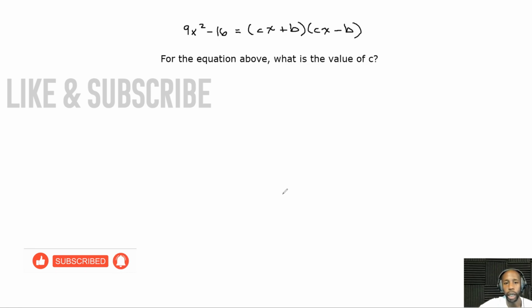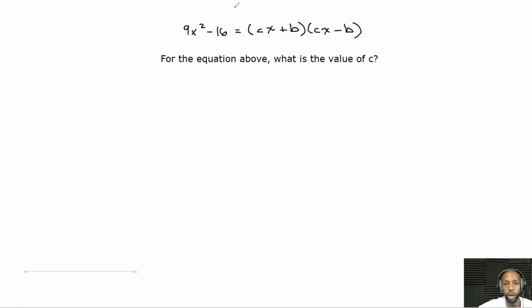Now, this gives us this equation, and it asks us, for the equation above, what is the value of c? So this is a pretty simple one here. If you look at this, this is the difference of squares. So let's actually factor that out. That becomes 3x plus 4, 3x minus 4. If you want to check it, just FOIL it back out.